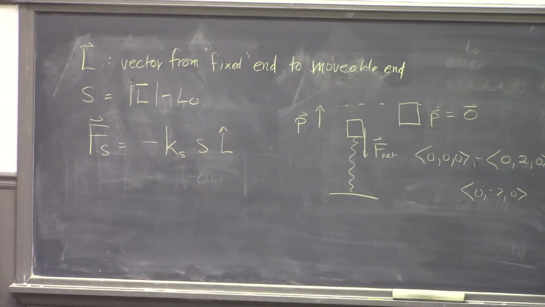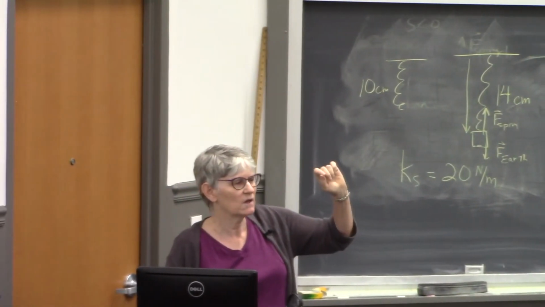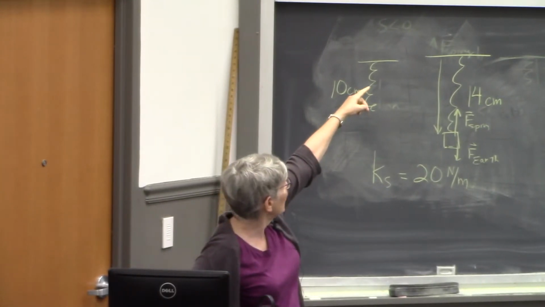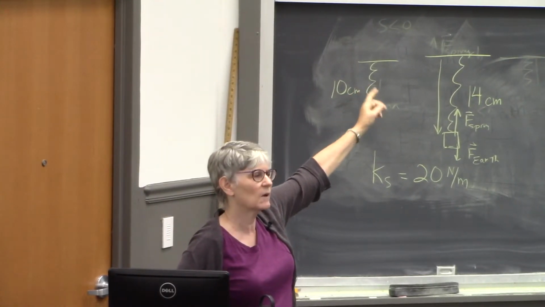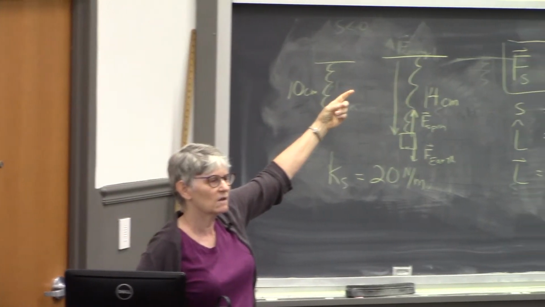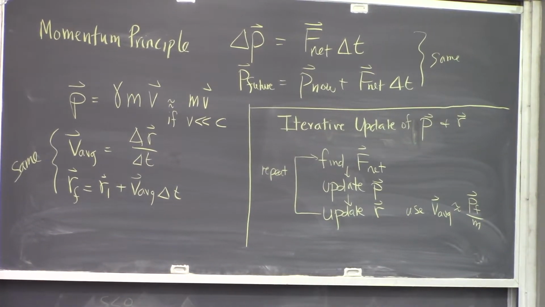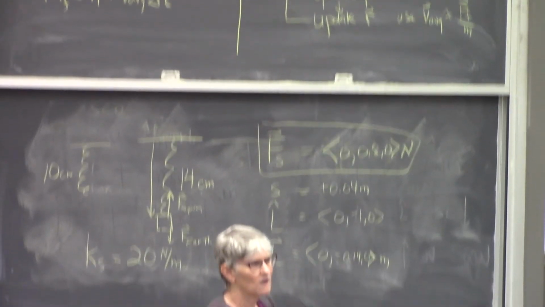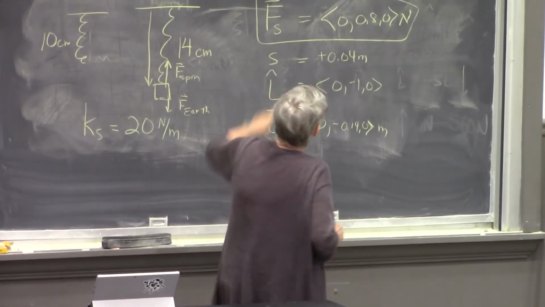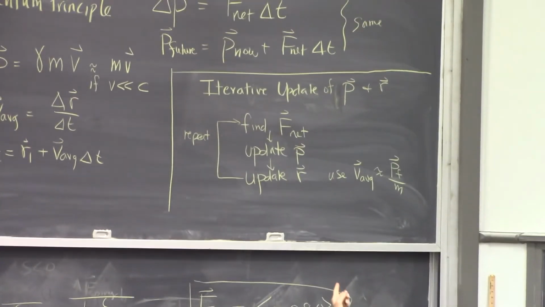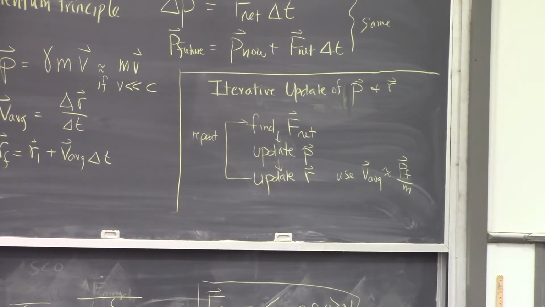So what we really want to do is use this iterative procedure to predict the motion. So what we want to do is get the net force, update the momentum, update the position. It's in a different place now. So which things do we have to recalculate every time through this iteration?